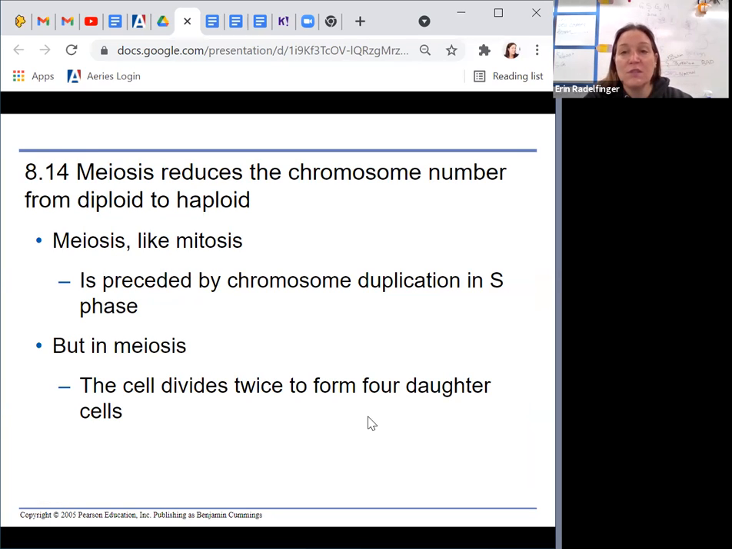Now, meiosis reduces the number of chromosomes from diploid to haploid. And so meiosis, just like mitosis, is preceded by chromosome duplication in the S phase of interphase. But in meiosis, we're going to undergo two sets of cell division. So we get four daughter cells and not two.